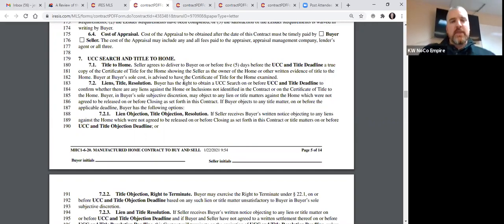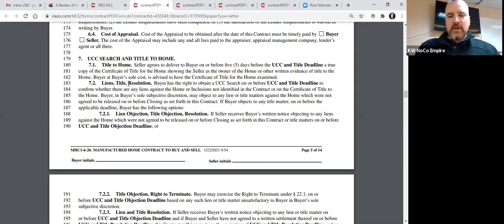Yep. Okay. Liens, title resolution. Buyer has the right to obtain a UCC search on or before that deadline. Make sure there are no liens or more outstanding mortgages or whatever other liens, water liens, sewer liens, anything else against the property. Or the inclusions, right, that are not identified in the contract. And then the buyer, in their sole subjective discretion, can object to any liens or whatever. If they happen to find that there's something that is not satisfactory, wasn't disclosed, the seller isn't going to be paying off at closing.